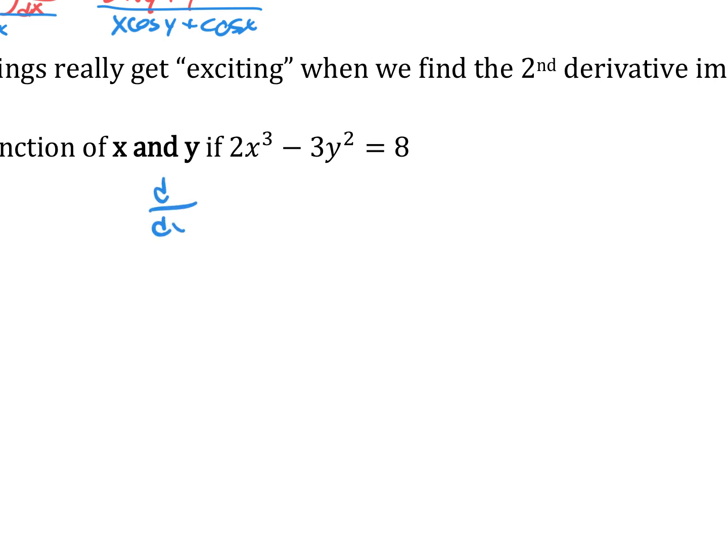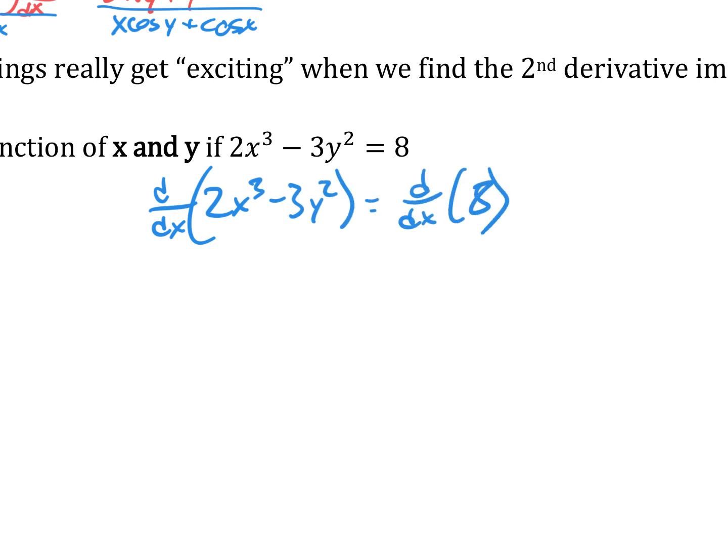So we're going to take the derivative of 2x cubed minus 3y squared equals the derivative of 8. The right side is going to be 0. So the derivative of the left side, we have 6x squared minus, take the derivative now of this whole, the outside part. In other words, kind of just treat it like an x. So this would be 6y to the first. Now take the derivative of the inside, which is dy/dx.